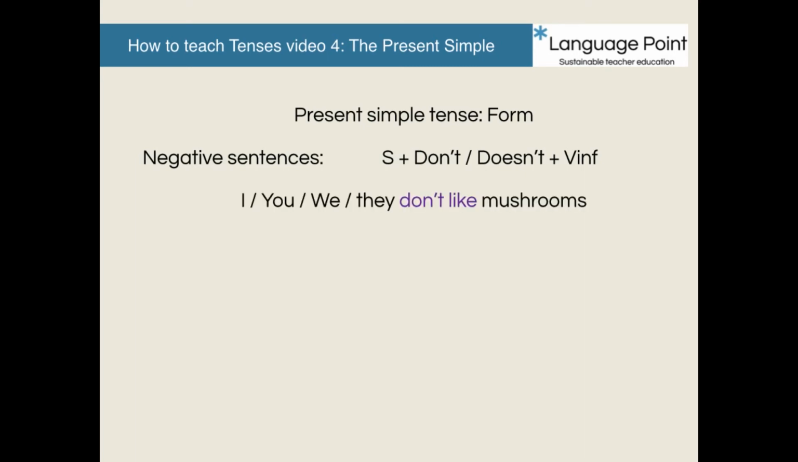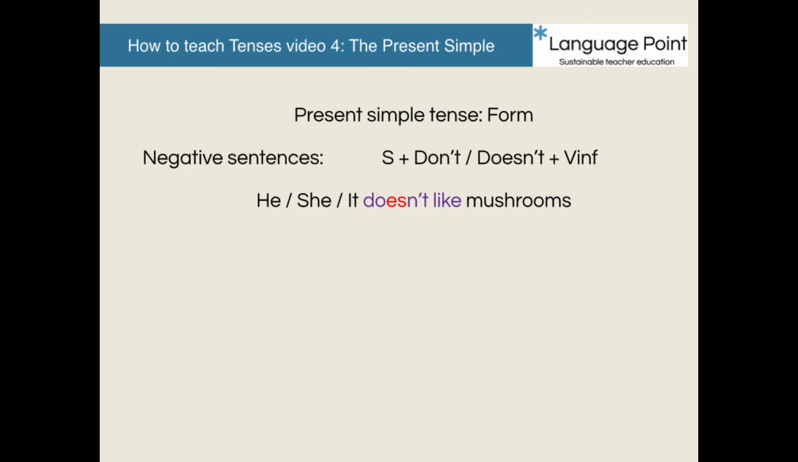So with the pronouns I, you, we, and they, we would say that the do auxiliary takes the don't form. So I don't like, you don't like, we don't like, they don't like. However, if we change to the third person, again we need that S in there somewhere, and there it is in the middle of doesn't. So he doesn't like, she doesn't like, it doesn't like. And there's the S on the do auxiliary.